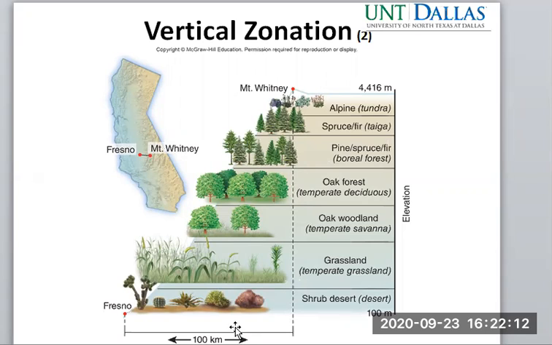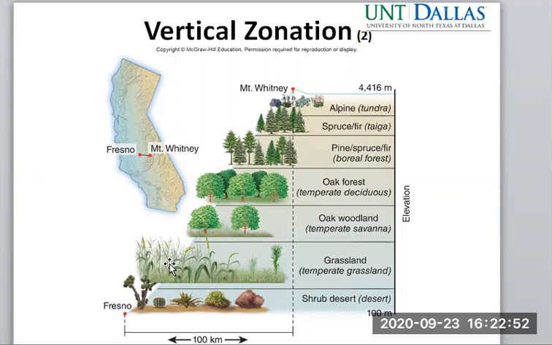For example, at this elevation, when we travel from Southern California to Mount Whitney, it crosses many vegetation zones. Here you can see there might be some shrub deserts, and then as we go higher, there are the grasslands, the temperate grasslands. As we move further, we will find some oak woodlands. Moving further, we will find some spruce or fir or alpine. So as we go higher and higher, there will be different kinds of vegetation.